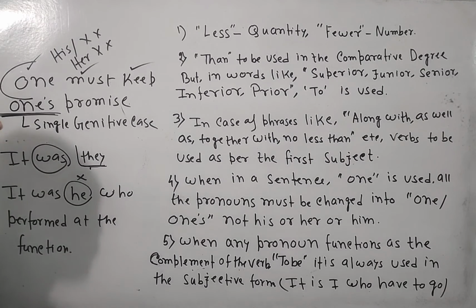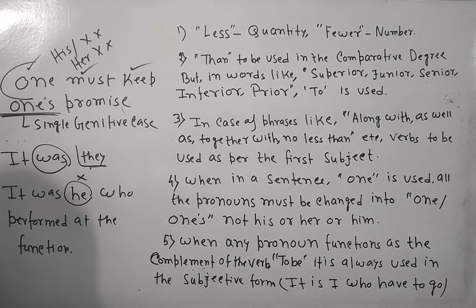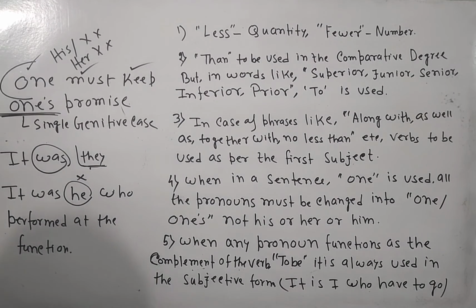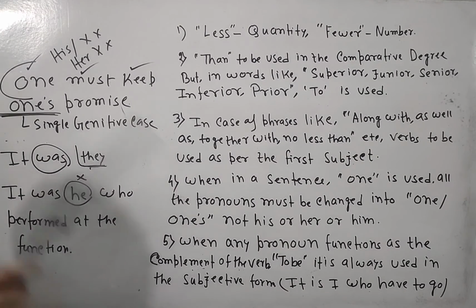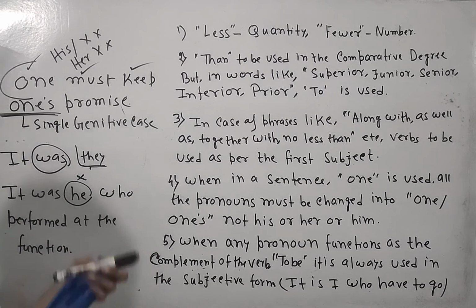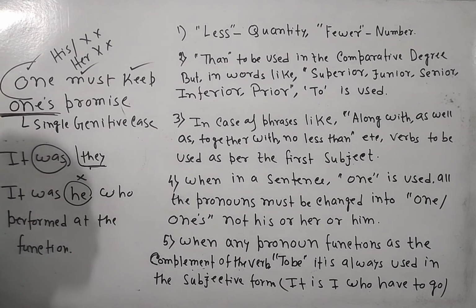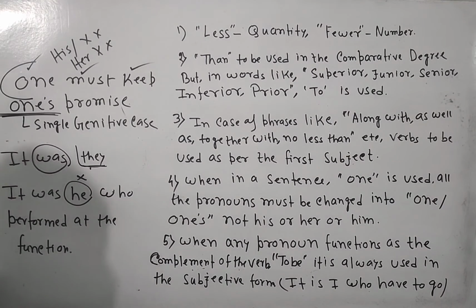Less indicates quantity, fewer indicates number. Than is generally used in the comparative format. But whenever words end in consonants or similar endings, they are called Latin comparatives. In case of Latin comparatives, to will be used in the comparative degree instead of than. In case of phrases like along with, as well as, together with, no less than, etc., verbs must agree with the first subject. So it depends on the nature of the first subject which verb will be used.